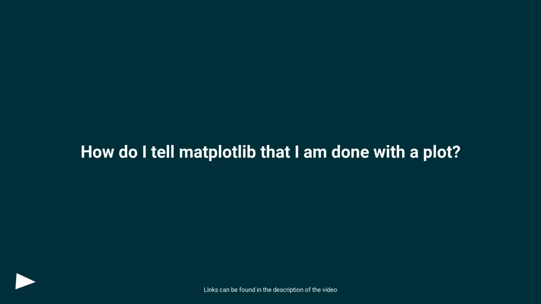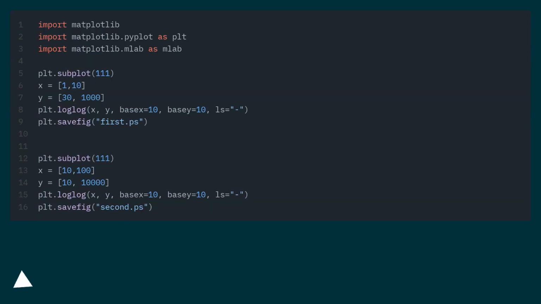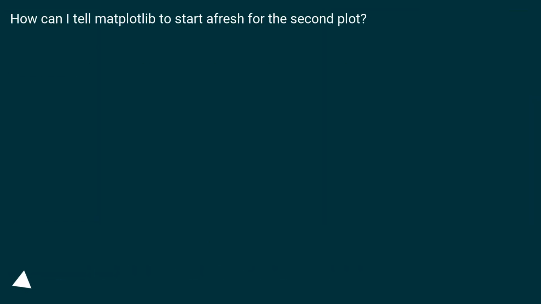How do I tell matplotlib that I am done with a plot? The following code plots to two PostScript .ps files, but the second one contains both lines. How can I tell matplotlib to start afresh for the second plot?